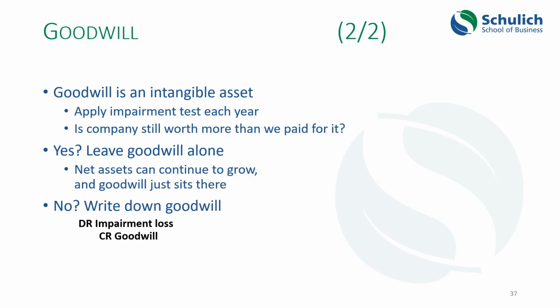So, of course, if the impairment test shows that the value is still there in the company, you don't touch the goodwill, you just leave it alone. Those net assets might continue to grow and the goodwill will just sit there. The value of the inventory might go up, the value of the liabilities might go down as the mortgage is paid off, but the goodwill just sits there, it never goes up.